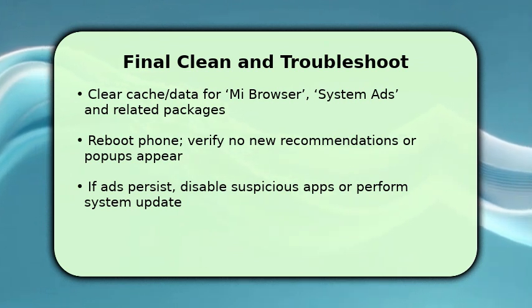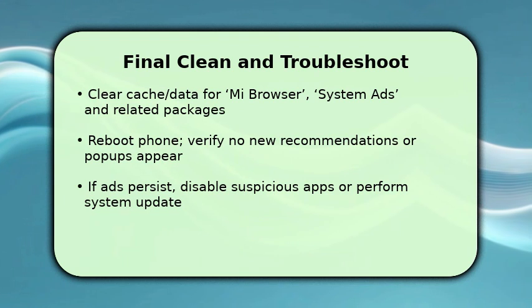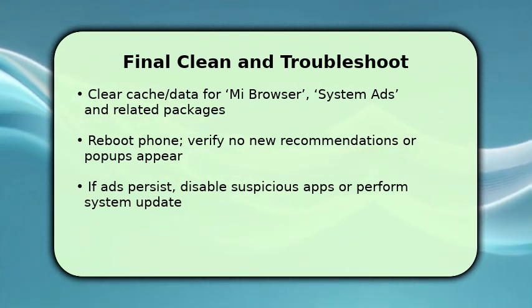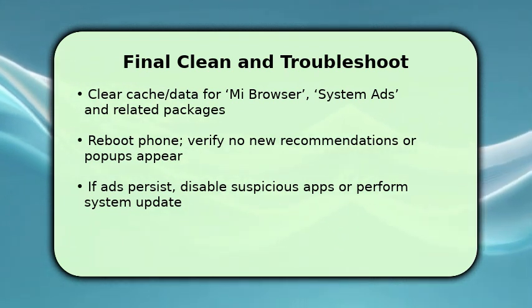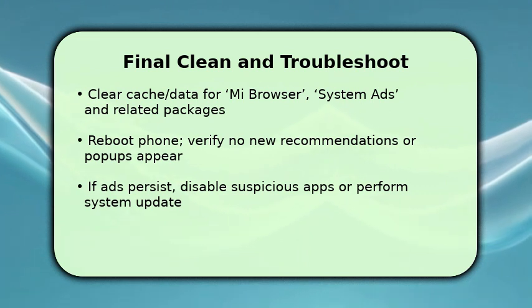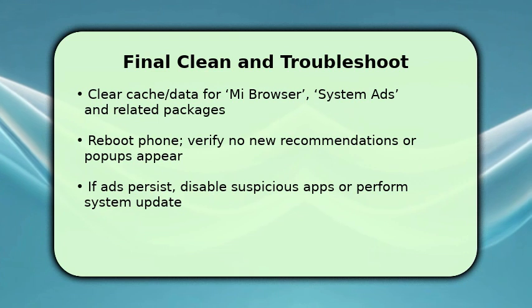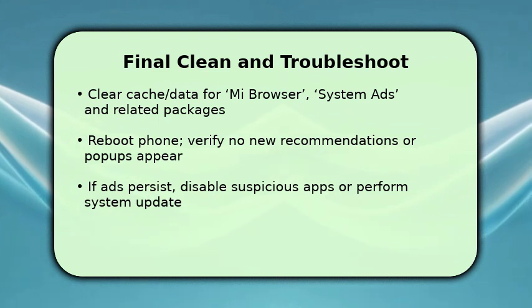If you still see ads, double-check app permissions and disable any suspicious or recently installed apps. If issues persist, make sure MIUI is updated. Updates can change ad behavior. As a final tip, use Safe Mode to isolate which app is causing persistent ads.